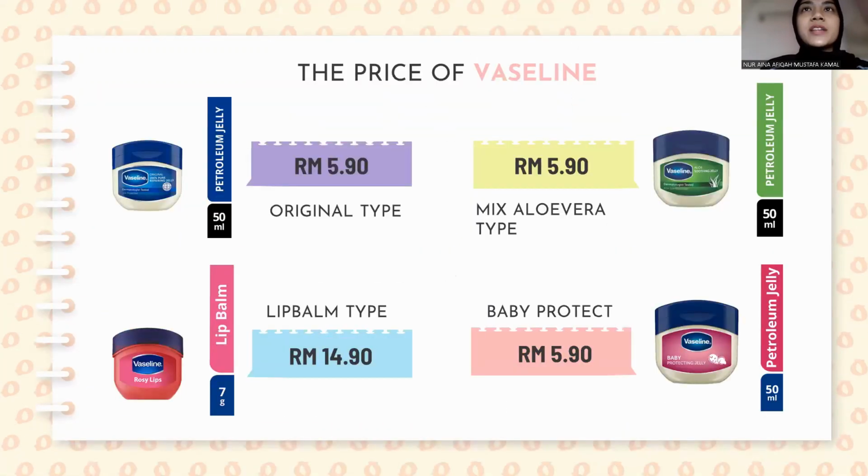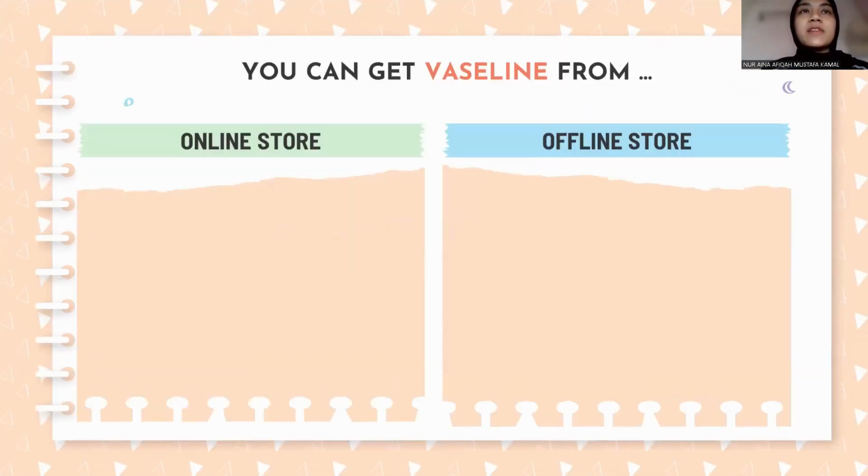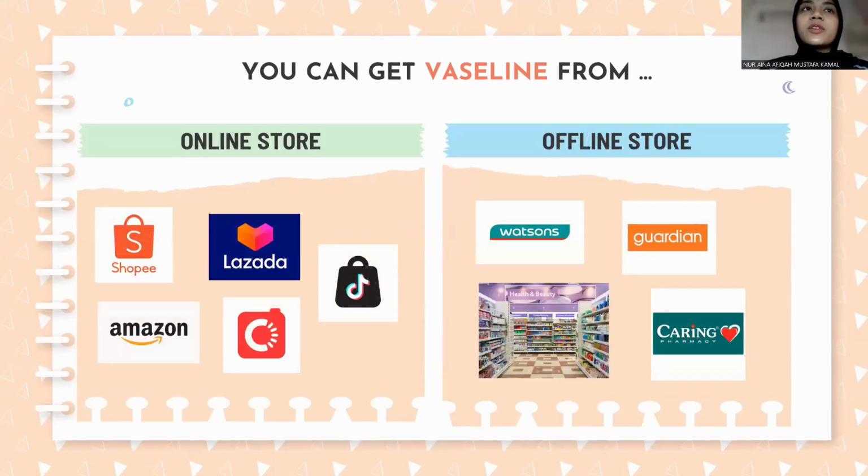So this is the price of Vaseline. The range of price for you to buy Vaseline is cheap and affordable, you can get it for as low as 20 ringgit. You can purchase Vaseline from online and offline stores. For online stores, you can get it from Shopee, Lazada, TikTok Shop, Amazon, and Carousell. And for offline stores, you can get it from Watsons, Guardian, pharmacies, and supermarkets.